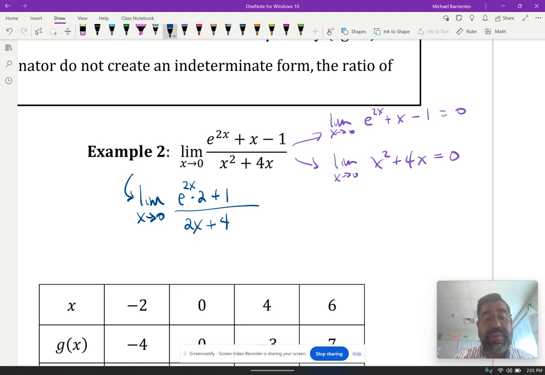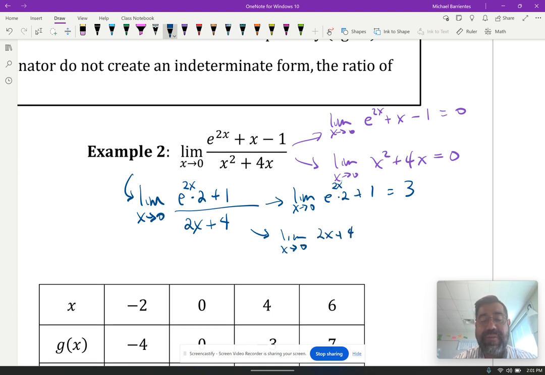And now let's substitute the 0. So I'm going to take the limit as x approaches 0 of the top. If I substitute 0, that's 2 times 0 is 0. e to the 0 is 1, times 2 is 2, plus 1, that's 3. And then I'm going to take the limit as x approaches 0 of 2x plus 4. If I substitute 0, I'm going to get 2 times 0 is 0 plus 4, that's 4. So therefore, my answer is 3/4. And that is the answer. That is the limit of this function.